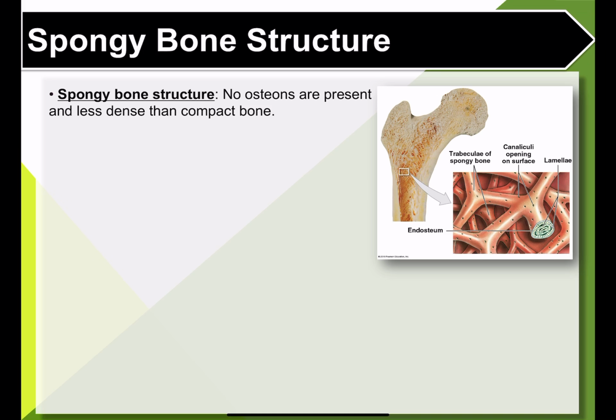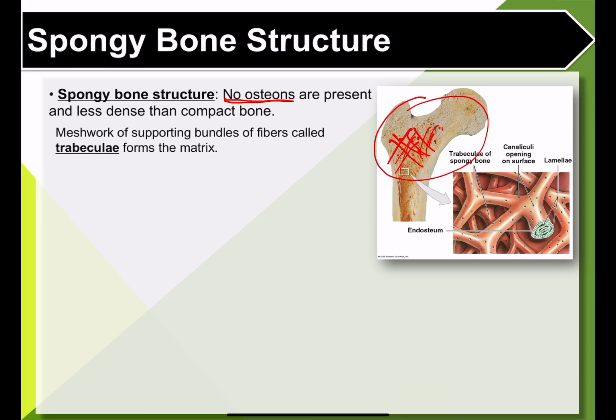So spongy bone, on the other hand, does not have all that organized structure like we were talking about with compact bone. They don't have, first of all, osteons. There are no osteons in spongy bone, and it is not as dense as compact bone. And that's why you see these holes here in this magnified picture within the epiphyses of the long bone. You see these fibers that cross each other, forming these holes within the structure, and that's what makes up the spongy bone, or your trabecular bone, which is basically a meshwork of supporting fibers that interconnect with each other.